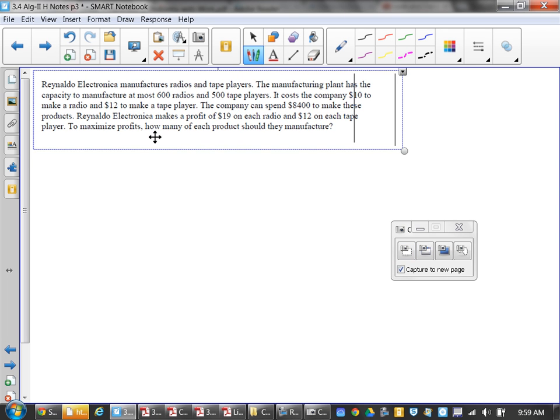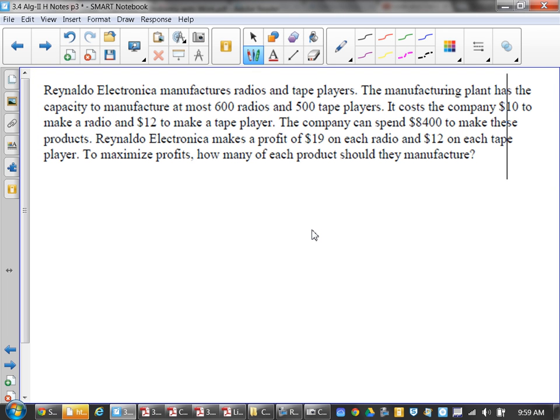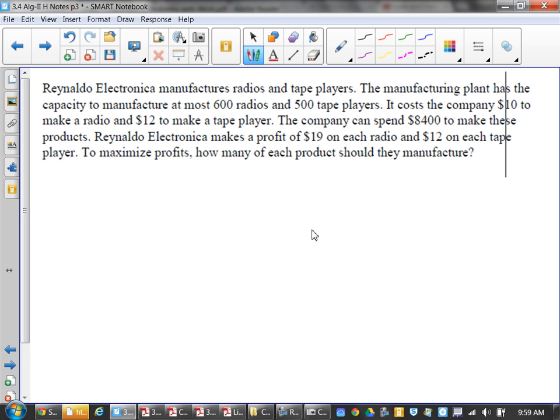The fourth one. Reynaldo Electronica. Manufacturers, radios, and tape players. I'm sure you guys all have tape players, right?